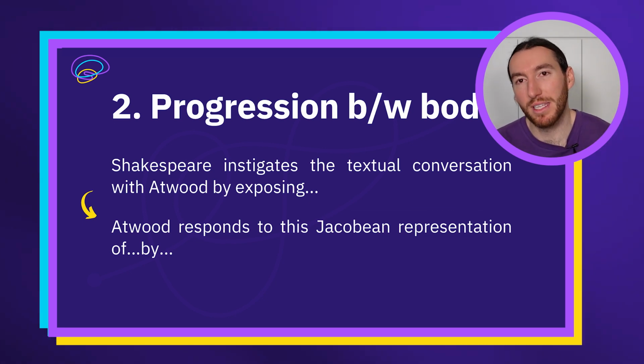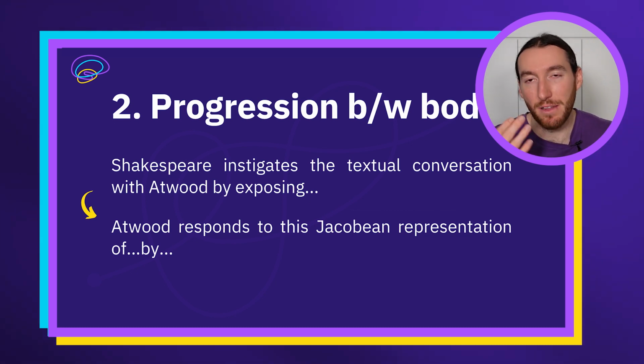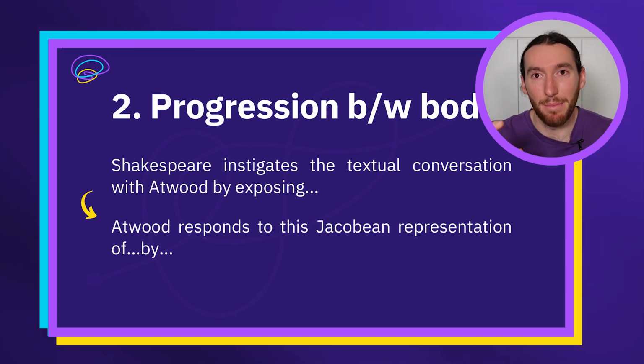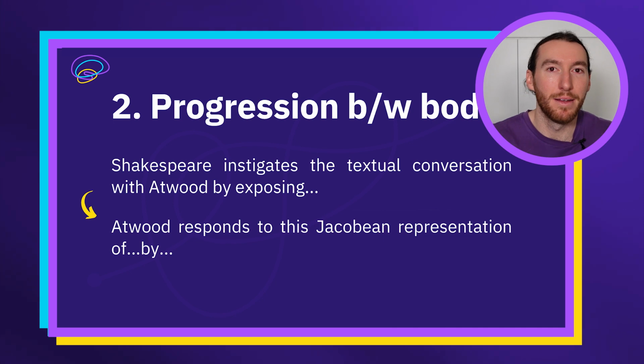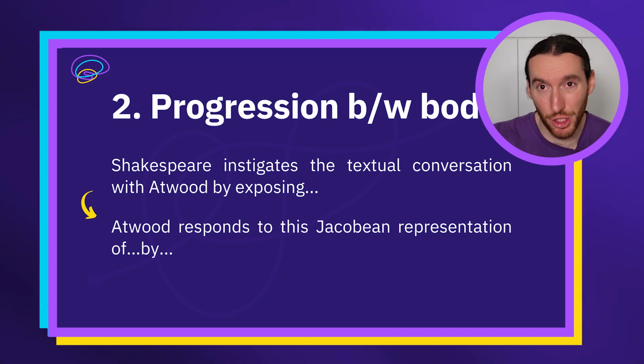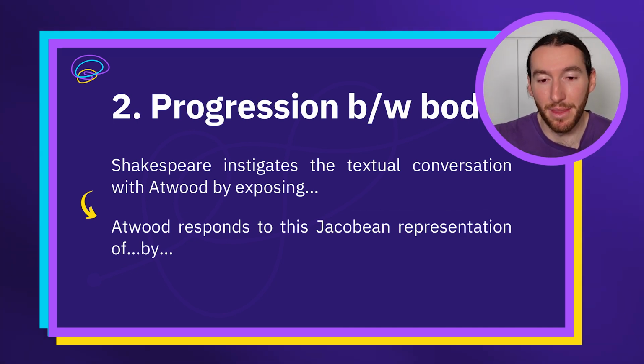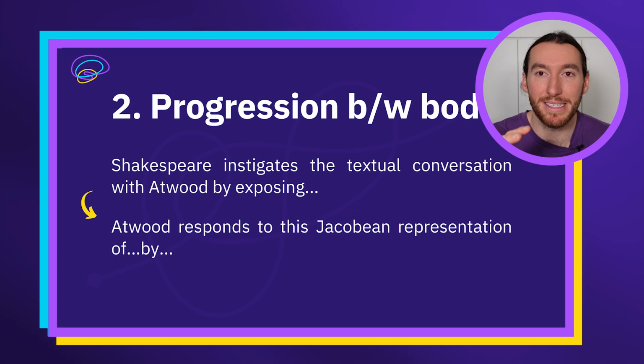In the first one, what's the key word that makes it clear that this is the beginning, this is the first paragraph? To instigate something is to begin something. Instigate, you started it. You know, who instigated the fight means who started it. Shakespeare starts the textual conversation by doing this, by exposing this idea. The language there makes it clear that that's your first topic sentence.